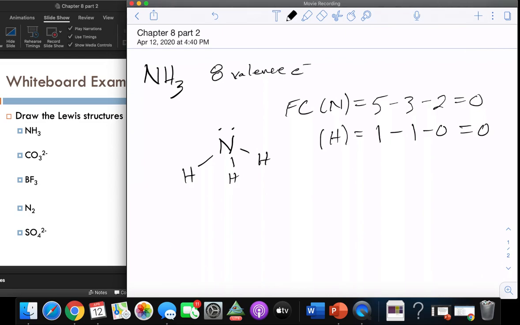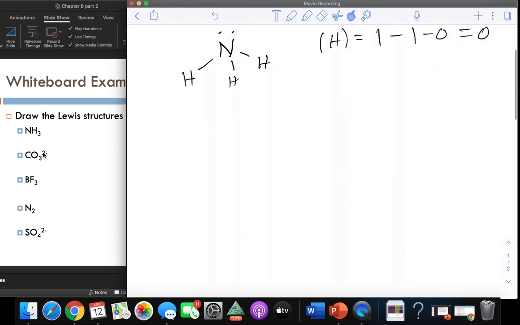So checking the last bits then, formal charges were all good here. The nitrogen does have its octet, right? 2 electrons from the lone pair, 6 more here from our bonds, so 8 total. That should be our final structure for NH3, or ammonia. All right, if we look at the next example then, carbonate.